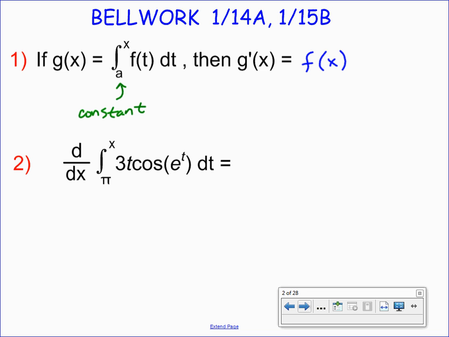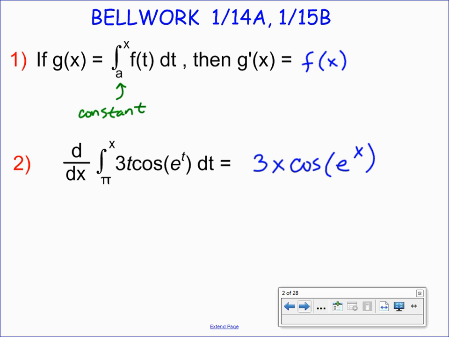Awesome, you guys. Number 2, I can differentiate that integral defined expression, right? The key difference is that my integrand function now will have x's in it. And so it's as easy as rewriting 3t cosine of e to the t, except everywhere I see a t, I'm going to have x. It'll be 3x cosine of e to the x.